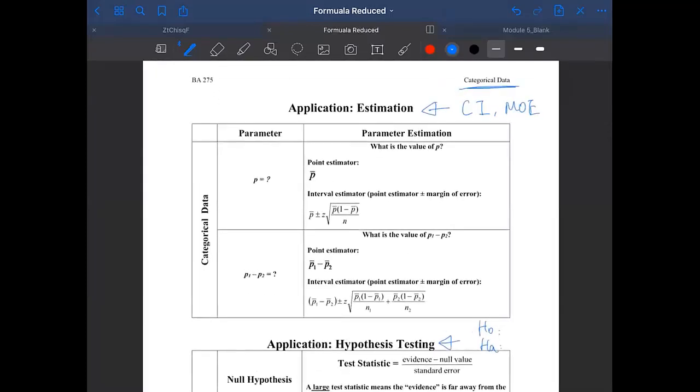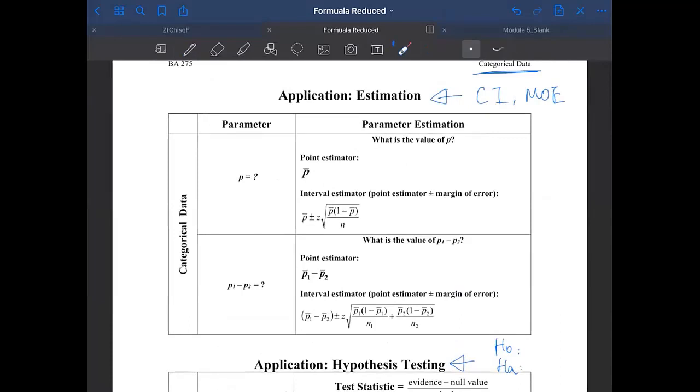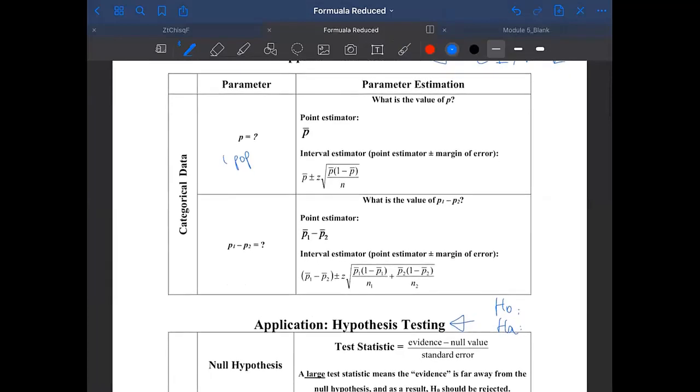Okay, so let's take a look. I'm going to zoom in on the estimation part. You can see this table is further split into 2 parts. In the first one, there's only one p. This is dealing with one population. When you move on to the second one, there are p1 and p2. That's 2 populations. Wherever you have p1 and p2, your 1 may be different from my 1.